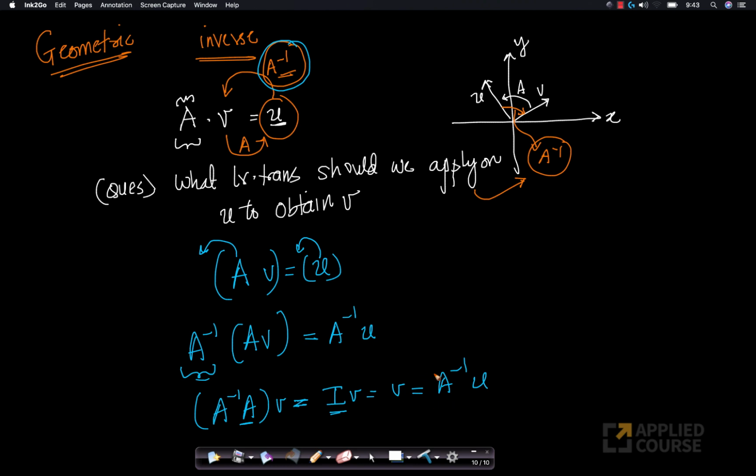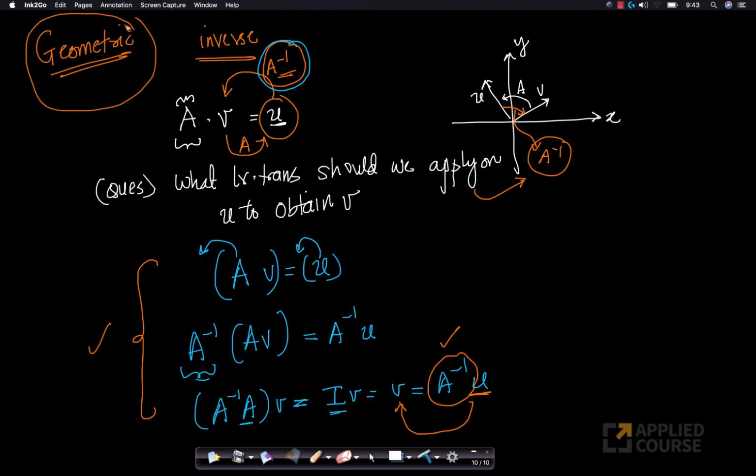So now if you think about it logically, we can arrive at V from U by applying the linear transformation represented by A inverse. I hope these simple steps have helped you absorb this concept better, and the geometric interpretation is extremely important. It's a super powerful concept.